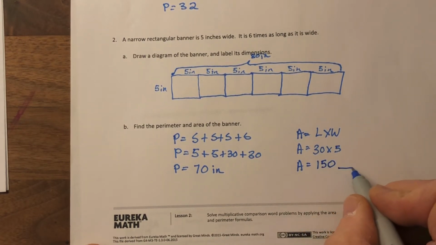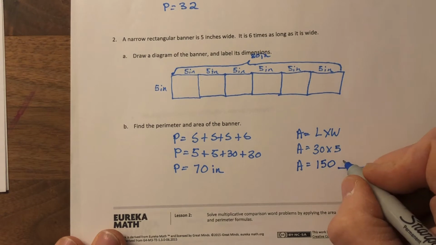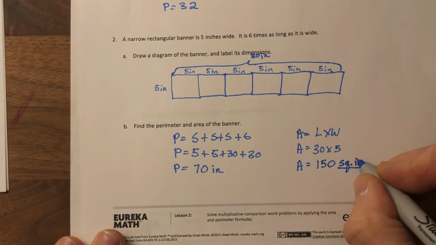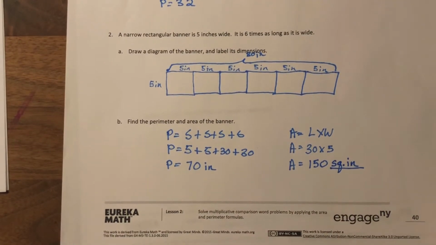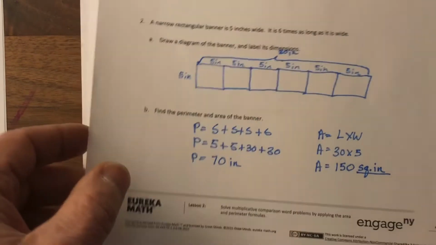Well, what's my label? Remember what we measure area in? That's right, it's squares. So it's square, I'm just going to use abbreviation, SQ inches, square inches, all right? And there's my answer for that, okay? So my area is equal to 150 square inches and 70 inches distance around, okay? All right, let's move on to the back.